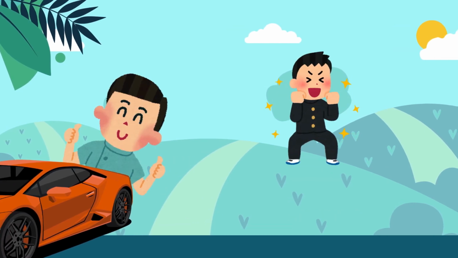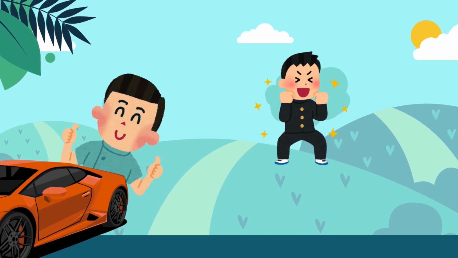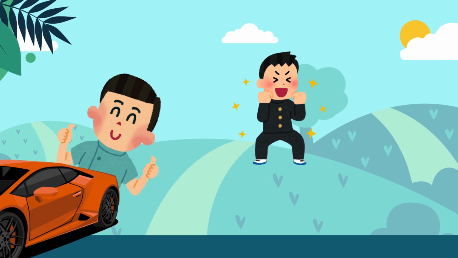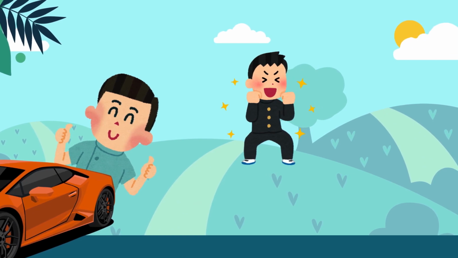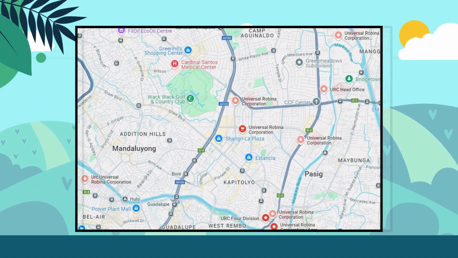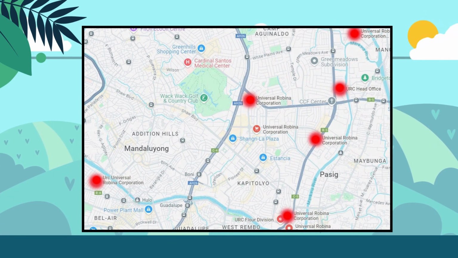Now that you know what and how TSP and brute force algorithm works, we can now proceed with determining the most optimal route to visit all branches of Universal Robina Corporation. Here is the map of the 6 branches of URC around Metro Manila, and these branches serve as the vertices.